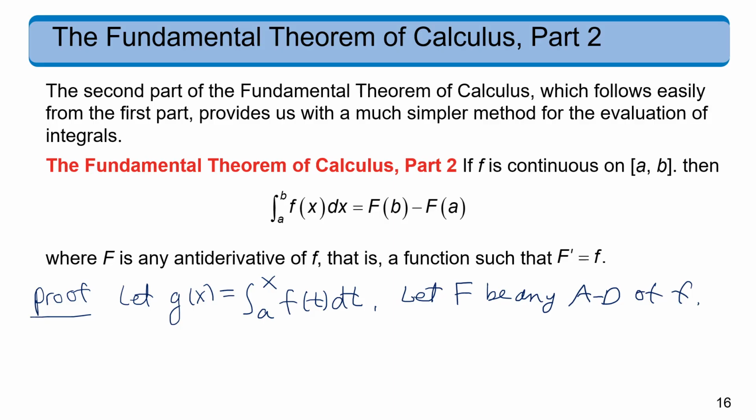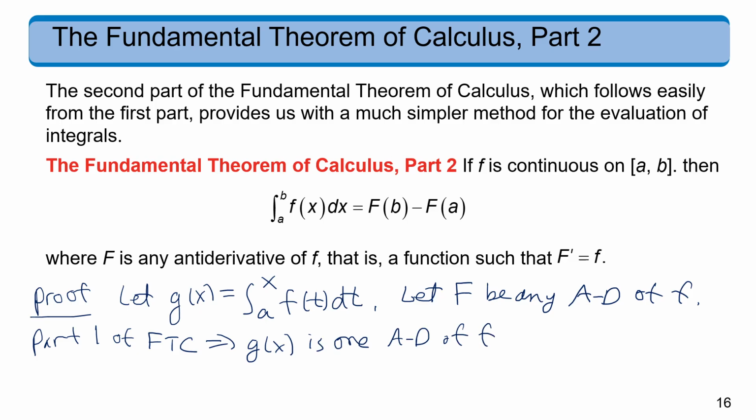Well, one thing we know is that this little g is one antiderivative of little f. We learned that from part 1. We learned that if you take the derivative of g, you get f. So that means little g is an antiderivative of little f. So part 1 of the fundamental theorem of calculus tells us that g of x is one antiderivative of little f. Now, we just said capital F is an arbitrary antiderivative, so it could be little g, but it could be another antiderivative.